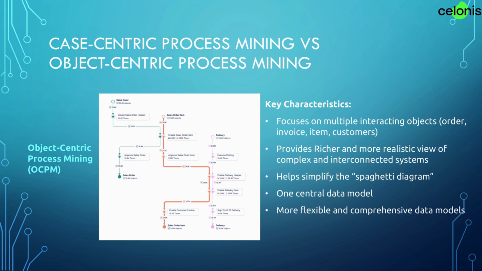To summarize, case-centric mining is excellent when you want a focused, linear view of a process from one object's perspective. Object-centric mining is more powerful when processes are complex, interconnected, and involve many related objects.